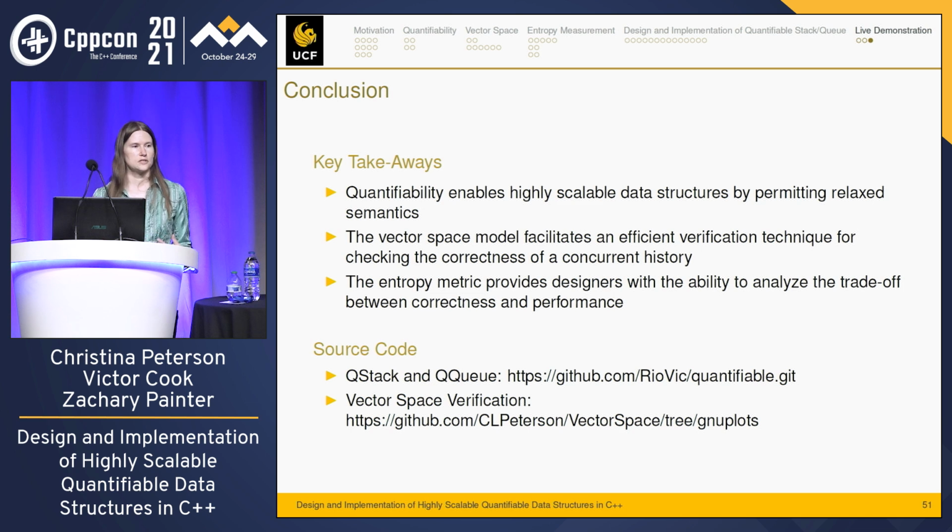And our source code is available. The QStack and QQueue are available at Victor's GitHub under the quantifiable branch. And for my vector space verification, that's under my GitHub handle in the vector space repository under the GNU plots branch, to be able to plot the visualization. And so that concludes our presentation. Are there any questions?